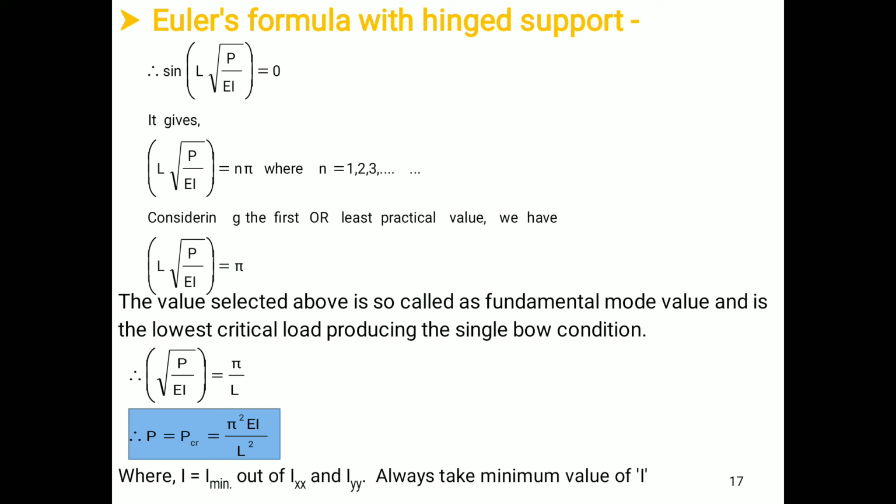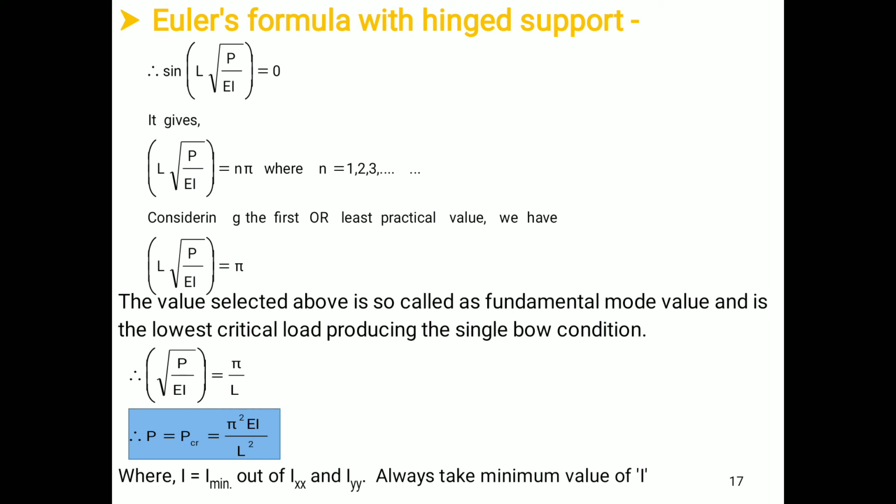Okay, so the solution for this equation is L under root of P upon EI is equal to n pi. Remember that whatever answer we have, it is a solution of this equation, which is equal to n pi, where n equals 1, 2, 3, 4, etc. Therefore, if we have to consider a standard configuration, a standard deflection curve, then we must take n is equal to 1.